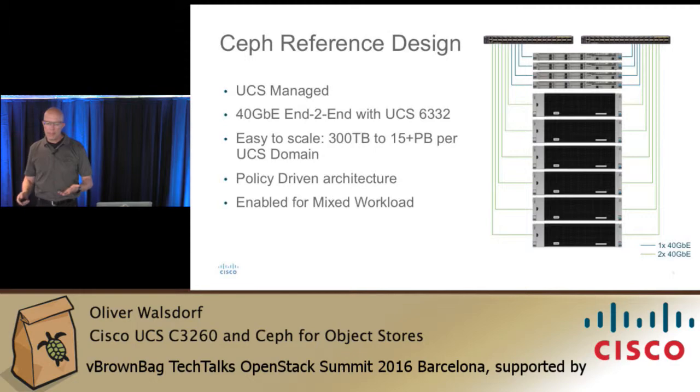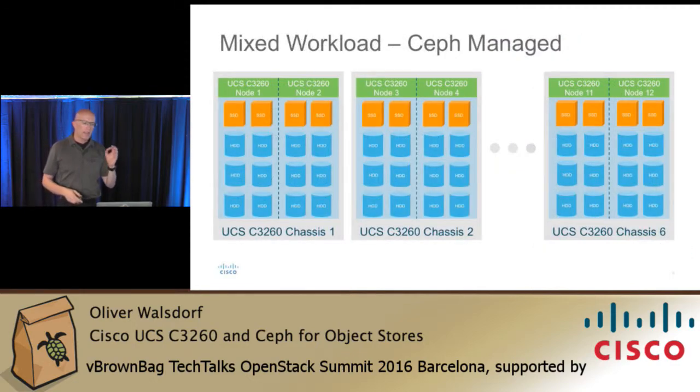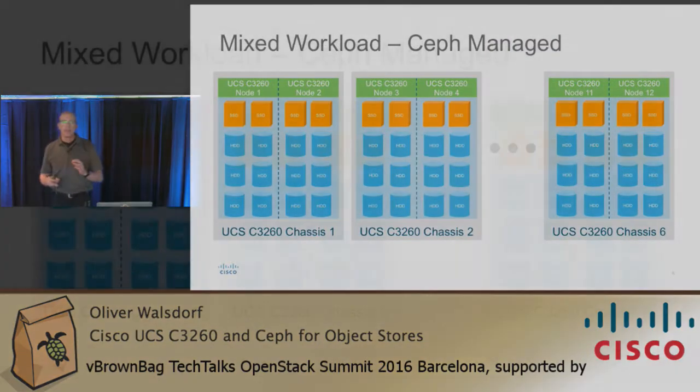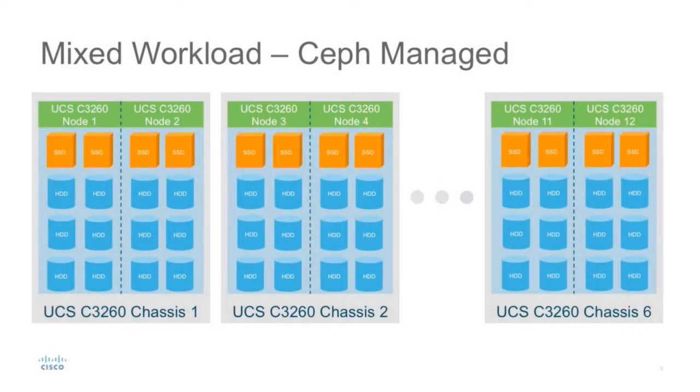And as an example, when we look now at a Ceph managed environment, there are a couple of possibilities here when we look at the storage dense server. So what you see here is, starting from the left, there's a chassis. That chassis has 2 nodes in it. That's a 3260 with 2 nodes.